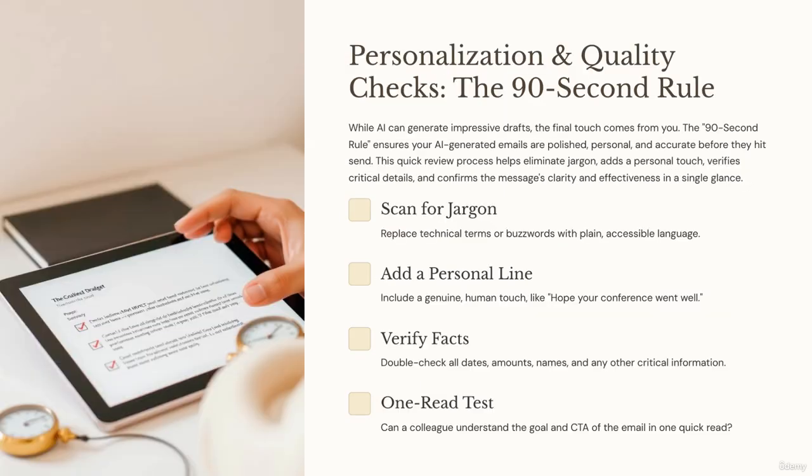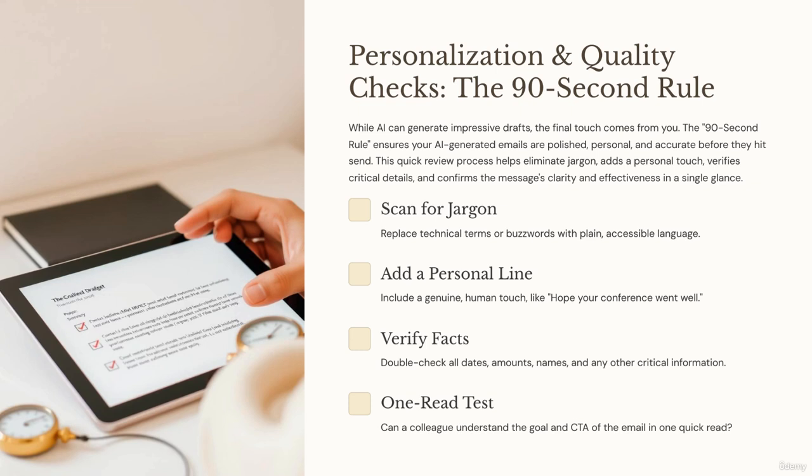But even great AI drafts need a human polish. That's where the 90-second quality check comes in. Before you hit send, scan for jargon. Replace buzzwords with clear human language. Add a personal line, something genuine like, "Hope your conference went well." Verify facts. Double-check names, dates, and figures. Do a one-read test. Can someone understand your message and CTA at a glance? This quick review turns a good draft into a great message that truly sounds like you.